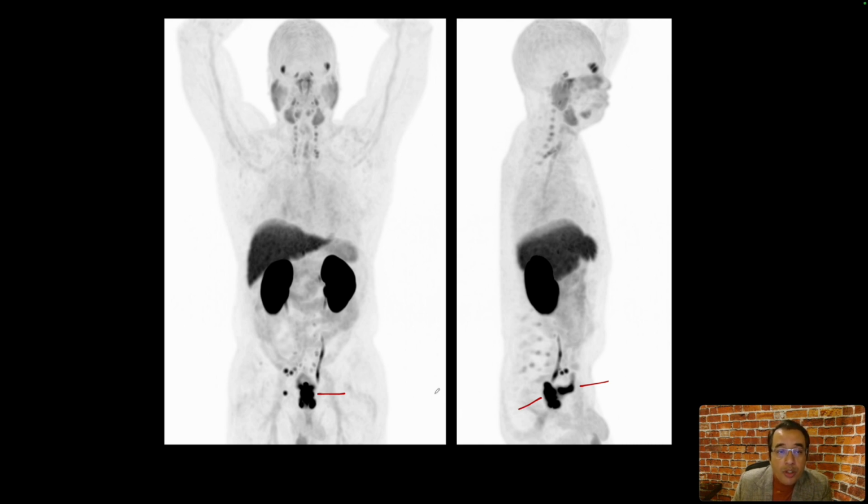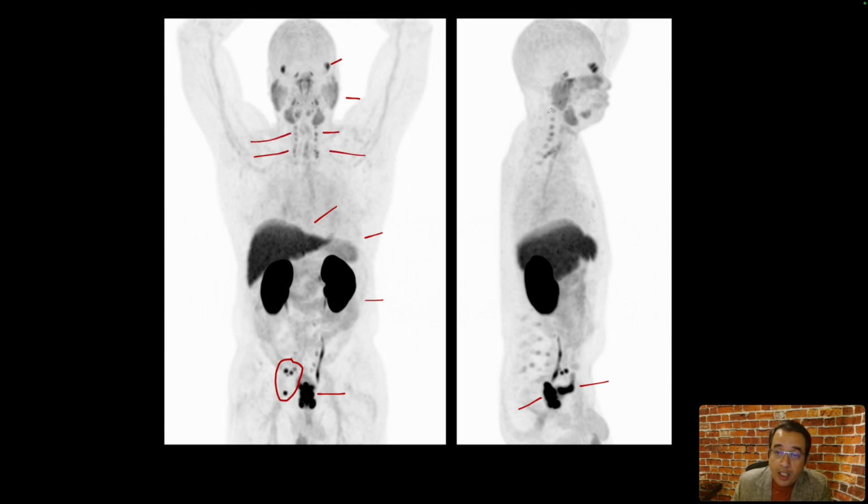So these two images are frontal and lateral projections from the MIP image of a PSMA PET-CT using gallium-68 PSMA. We see physiologic uptake in the lacrimals, salivary glands, liver, spleen, excretion from kidneys into the bladder. These foci here in the pelvis are metastatic prostate cancer. But right here in the neck, we see an interesting artifact.